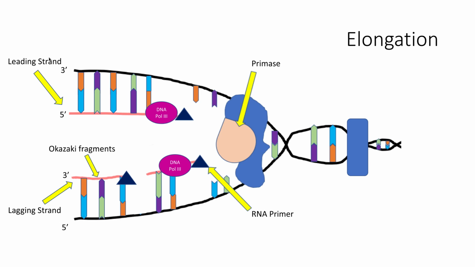The next step is elongation. A primase binds to the helicase and creates RNA primers, which allow for DNA polymerase III to add the corresponding nucleotides to the newly forming DNA strand. The nucleotides are added 5' to 3'.